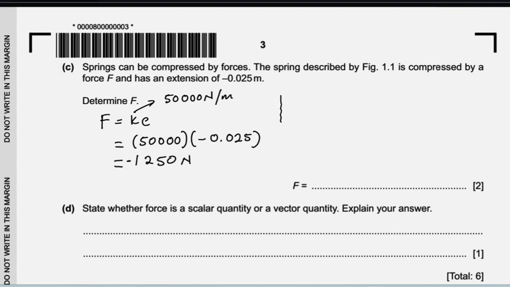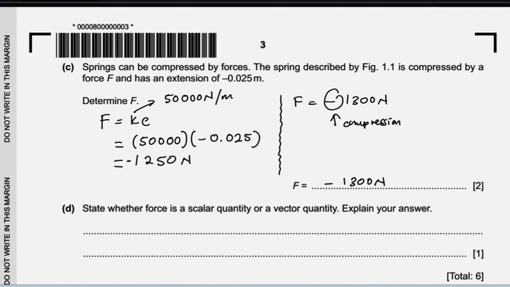But if you look at our raw data values, you realize that we have two significant figures there, so we can round off our value to two significant figures: minus 1,300 newtons. This negative sign clearly indicates that we have a compression. So it's still okay to write it as minus 1,300 newtons, because the negative sign implies negative extension, like it's compression. I hope you get it. So this is how we calculate this one.